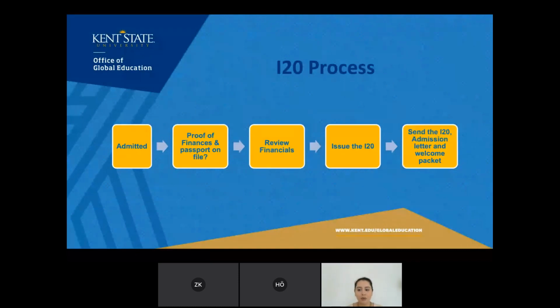So we send you your I-20, your admission letter, and a welcome packet from Kent State that lets you know about orientation, what to pack, and what to prepare for. You use your I-20 and your admission letter to schedule an appointment for a visa interview. And right now, because of COVID, a lot of consulates are also accepting electronic versions of I-20s, since mail can be delayed.